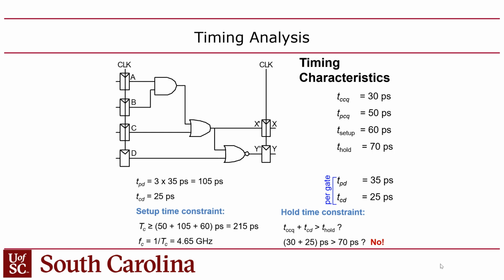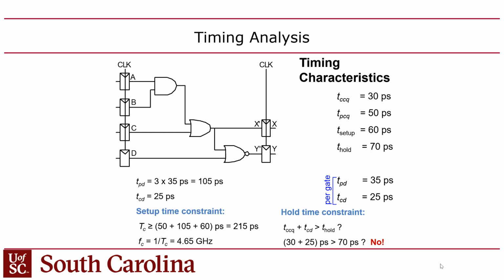So my clock period has to be greater than or equal to that. And that, by the way, if you take the reciprocal of that, 215 picoseconds is 4.65 gigahertz, right?